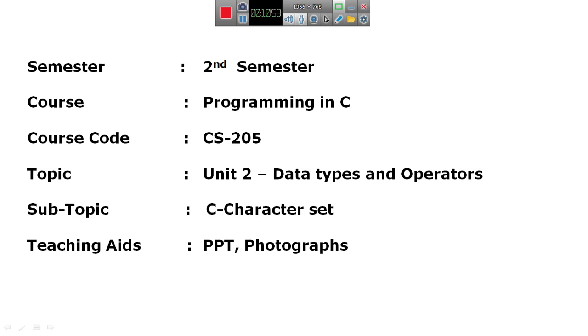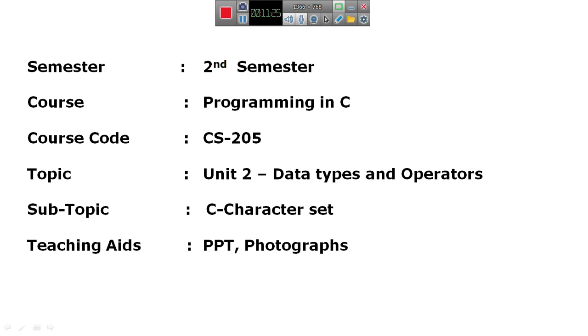Interpreter translates the high level language code into machine language line by line. The compiler translates the high level language into machine language, the total code at once. So that is the difference between the interpreter and compiler.